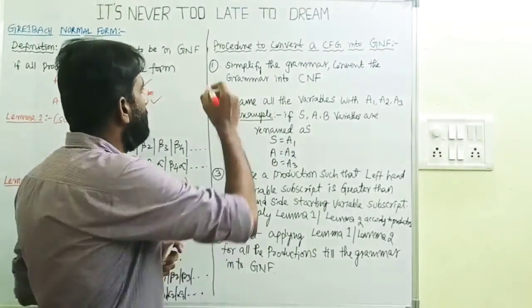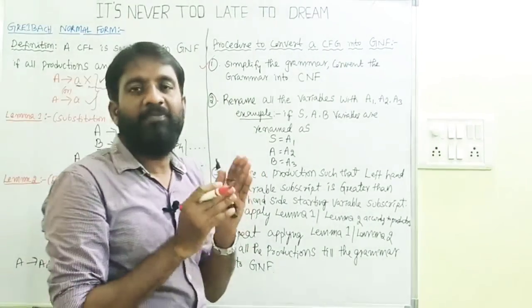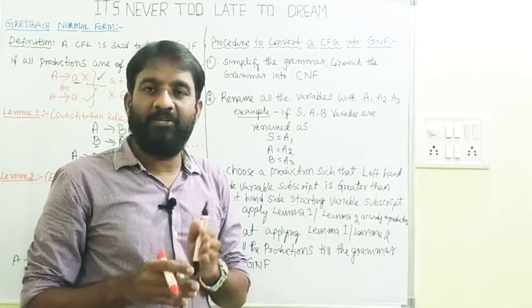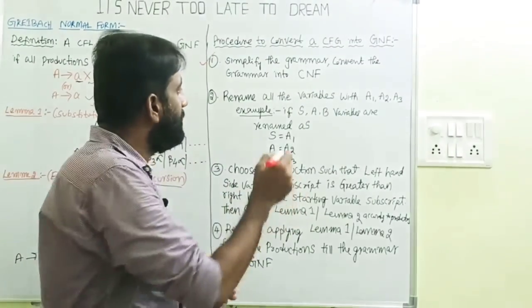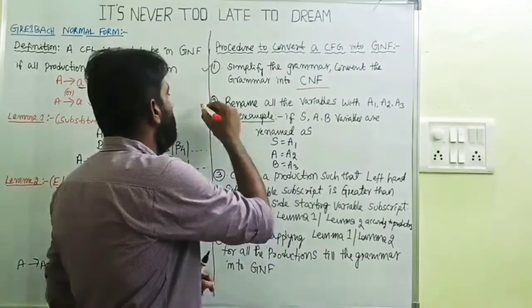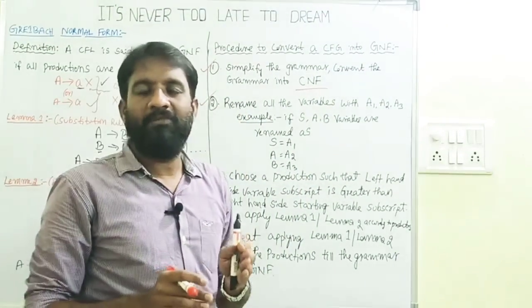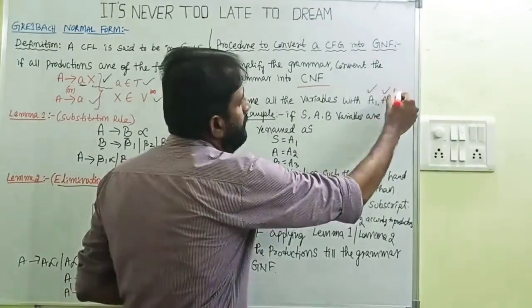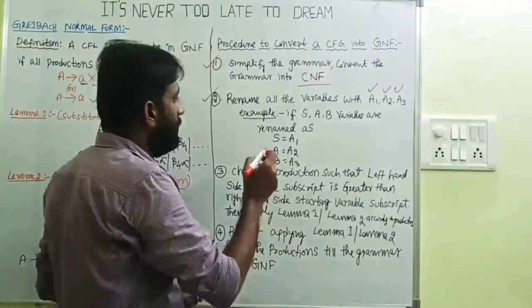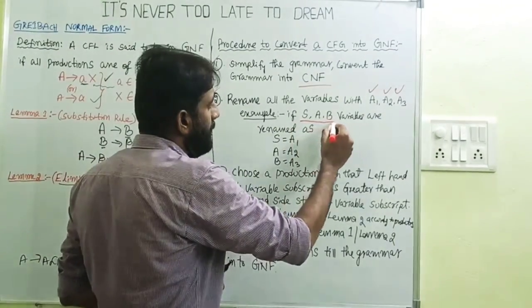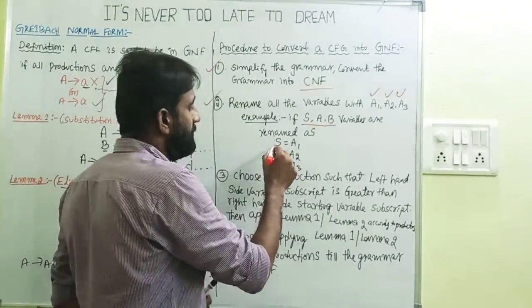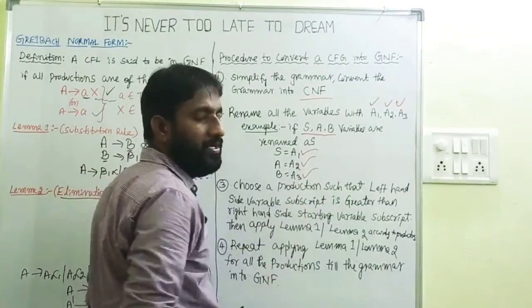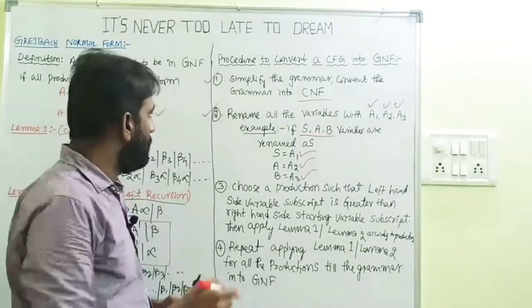The first step in the procedure is to simplify the grammar, meaning eliminate useless variables, eliminate epsilon productions, eliminate unit productions, then convert the given grammar into the Chomsky normal form. The second step is to rename all the variables in the given grammar using A1, A2, A3. For example, I have the grammar with S, A, B. So I rename S as A1, A as A2, and B as A3.